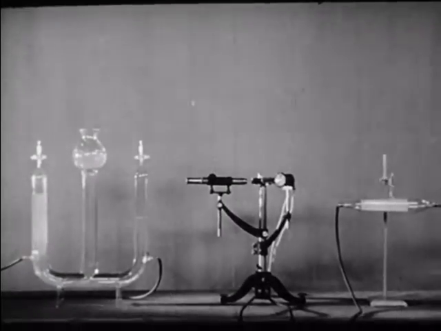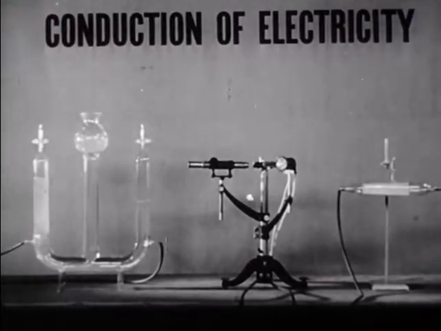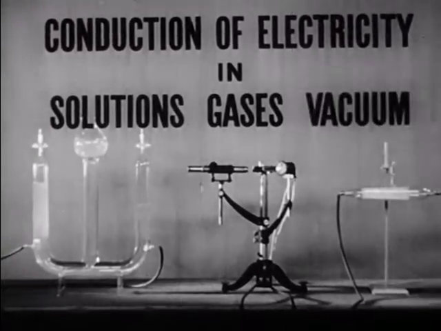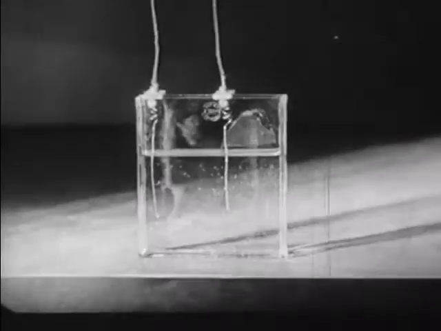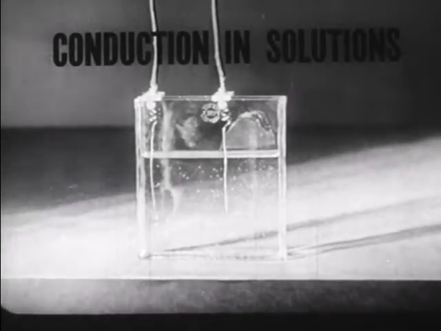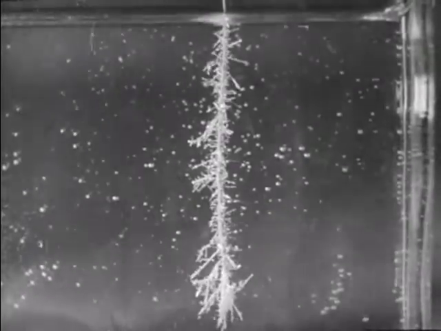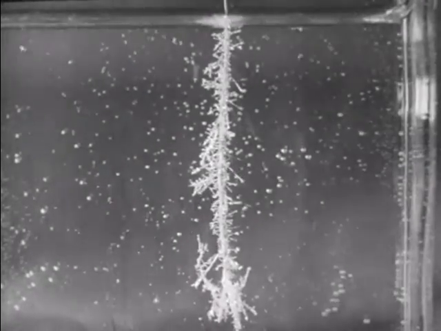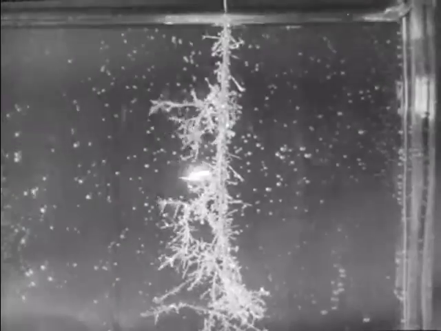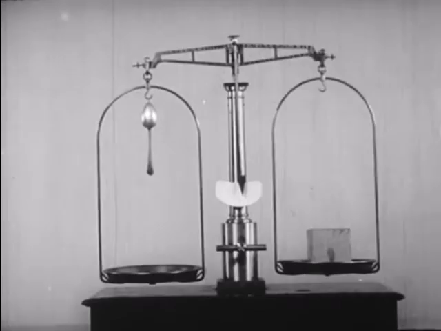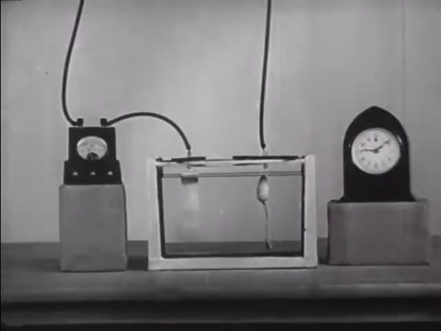Electricity consists of elementary phenomena: the conduction of electricity through solutions, through gases, and through vacuum. In passing a current through a solution of silver nitrate, we find that metallic silver is deposited out. An exact relationship exists between the weight of this silver and the amount of electricity used. We shall now deposit silver on a spoon, which first we have carefully weighed.